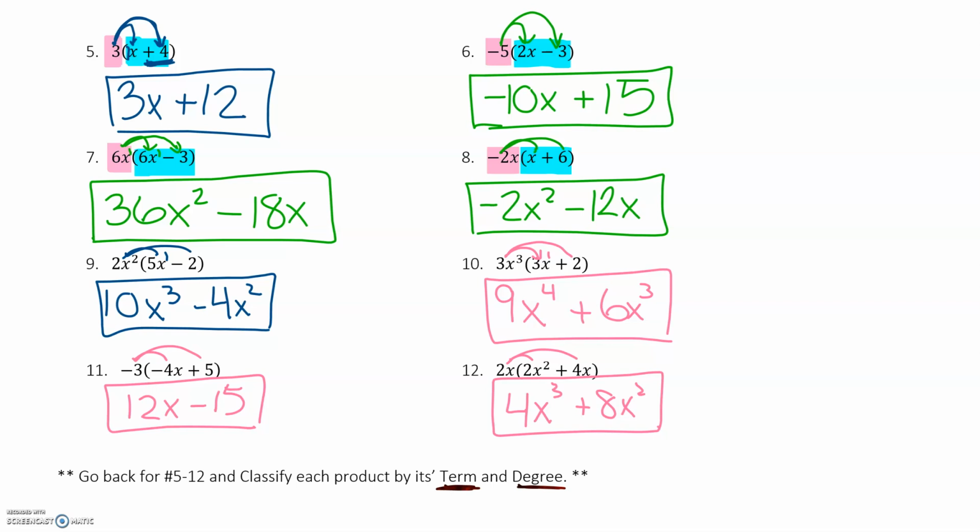Number 5, I have 2 terms, so that means binomial, and the biggest exponent here is a 1. So that means this is a linear binomial. I always write the degree part first and then the number of terms. It doesn't really matter the order. If you write binomial first and then linear, that's just fine as well. Number 6, 2 terms, which is binomial. The biggest degree here is a 1, so this is also a linear binomial.